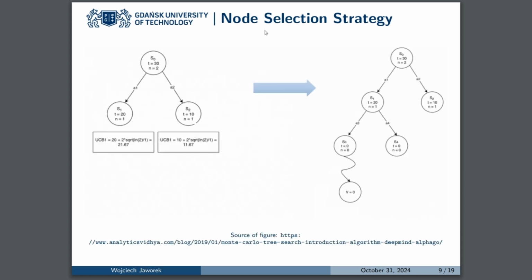So this is just an example. If we have the state S0, and we have two actions A1 and A2 that lead to states S1 and S2, using this formula we can calculate the scores. In this example we can see that the score leading to S1 is bigger than the one to S2, so we go to S1, and then the next step, expansion, tells us to generate all the possibilities, pick one at random, and perform a rollout.